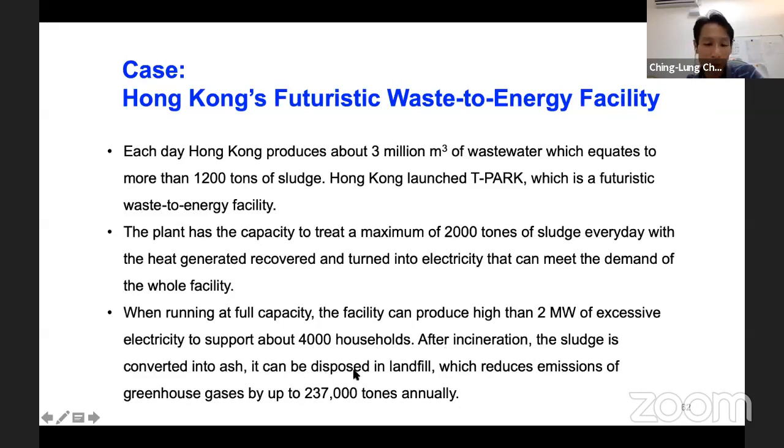It can be either decomposed in a landfill, or it can also be used for building a house. So actually, it will reduce the emission of greenhouse gases by up to 237,000 tons annually.